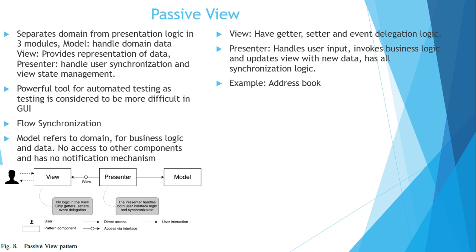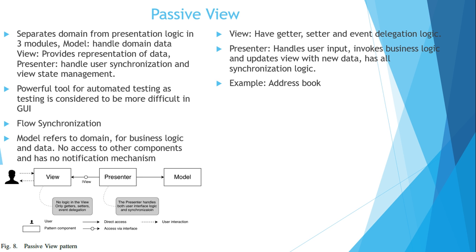Then let's go to passive view. It separates the domain from the presentation logic in three modules. The model handles the domain data, the view provides the representation of the data, and the presenter handles user synchronization and view state management. The advantage here is that it is used for automated testing, which is difficult in the GUI.